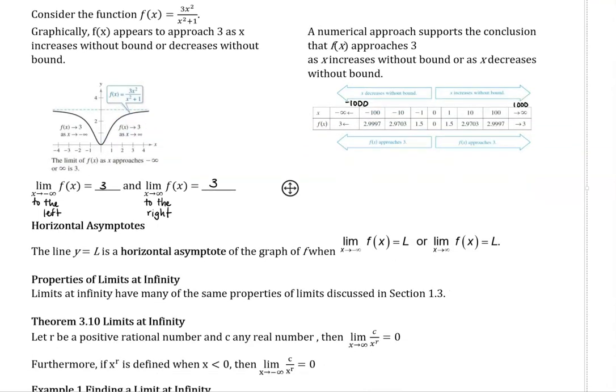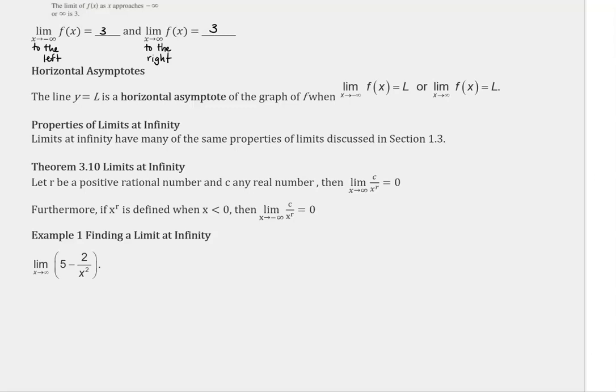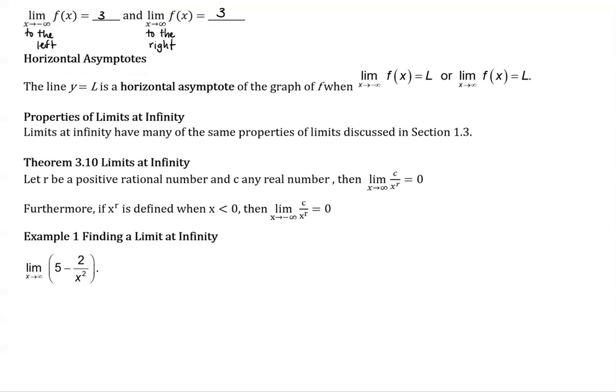Now we will shift our attention to talk about horizontal asymptotes. Here we have a formal definition of what a horizontal asymptote is. The line y is equal to L is a horizontal asymptote of the function if either the limit at negative infinity or the limit at positive infinity is equal to L.